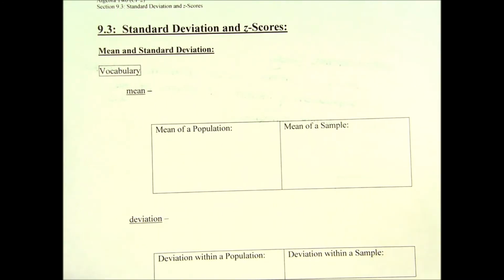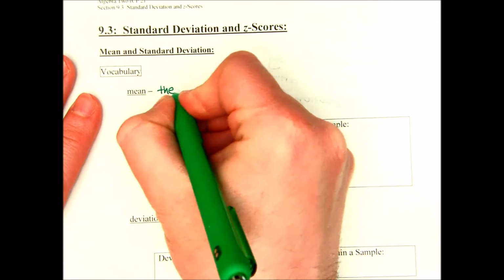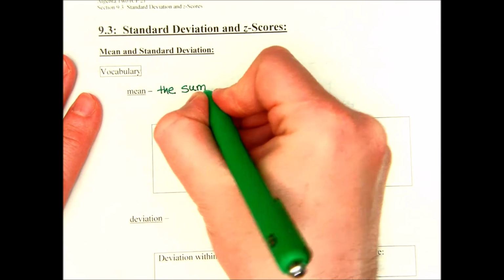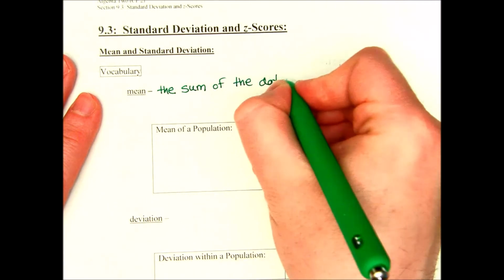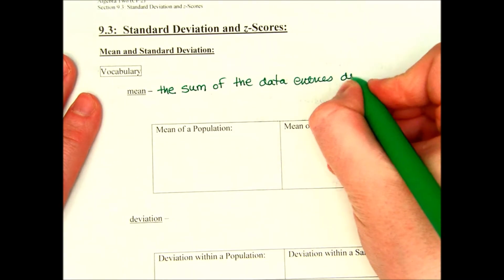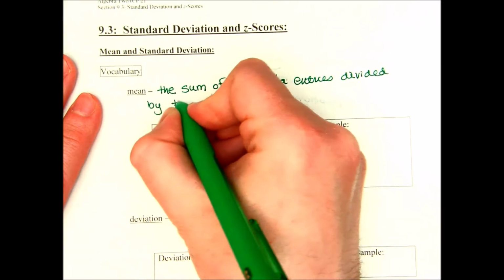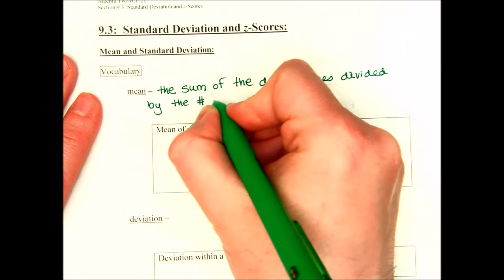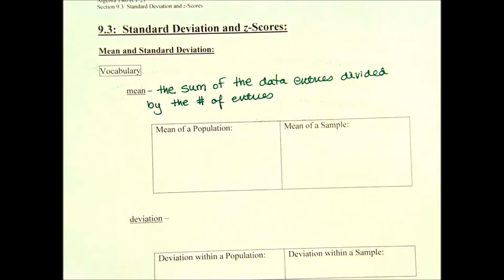First of all, you know that to find the mean, the average, you just add up all your numbers and divide by the number of numbers. I'm going to say this is the sum of the data entries divided by the number of entries.